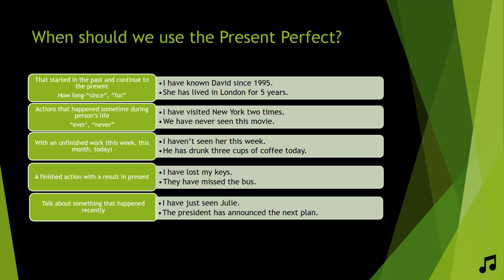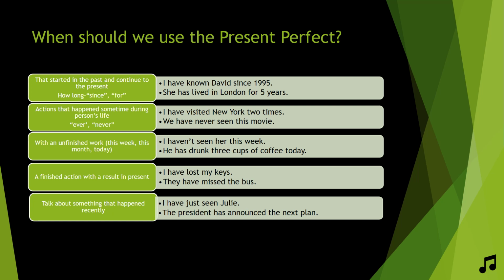Then, for actions that happened sometime during a person's life, we use ever and never in such sentences. For example, I have visited New York 2 times. We have never seen this movie. So these are some actions which have happened in someone's life.